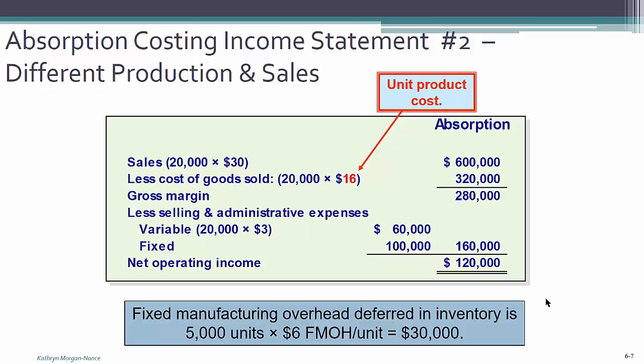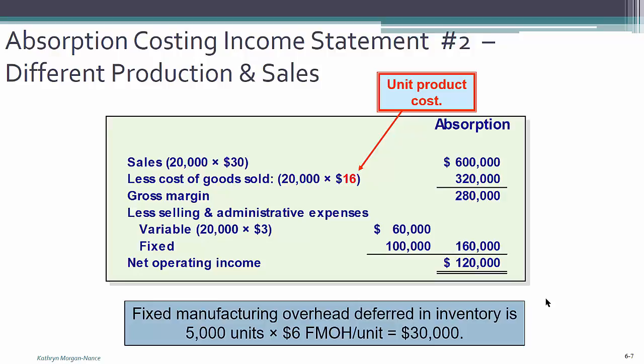So how about a little foreshadowing before we get to variable costing? In this example, fixed manufacturing overhead of $30,000 is deferred in inventory as a result of 5,000 unsold units at $6 of fixed manufacturing overhead per unit. It is not until sometime in the future, when the 5,000 units in ending inventory are finally sold, that $30,000 will be reflected in cost of sales and reduced net income.